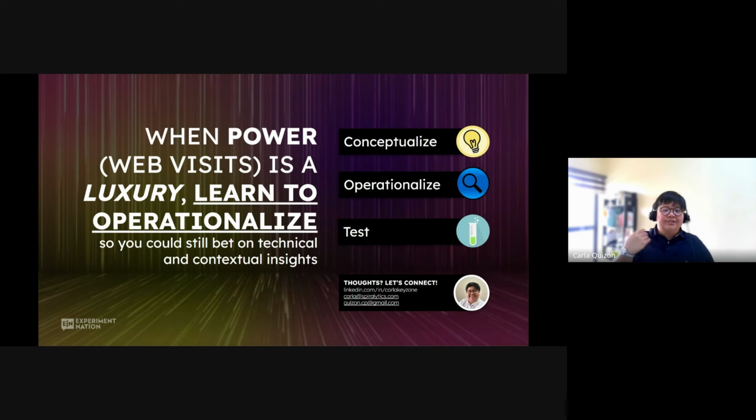You'll bank on the powers of operationalization until you get enough power to do your tests. Because remember, power or website visits is such a luxury, especially if you're starting out. So use operationalization as a way for you to make bets on your technical and contextual insights. Remember, if you're unsure about something, the best approach is still to test it out.